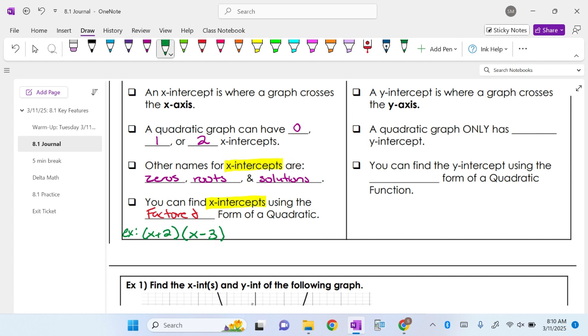All you have to do to find the x-intercepts is set both factors equal to 0 and solve them individually. So you would subtract 2, x is equal to negative 2. Add 3, x is equal to 3. So my x-intercepts would be at the points negative 2, 0, and 3, 0.